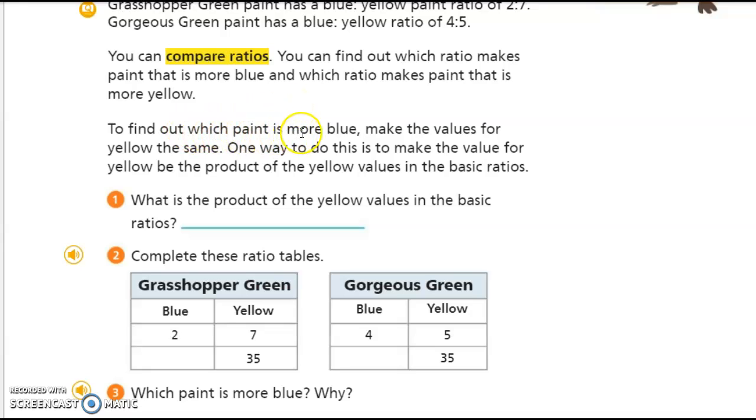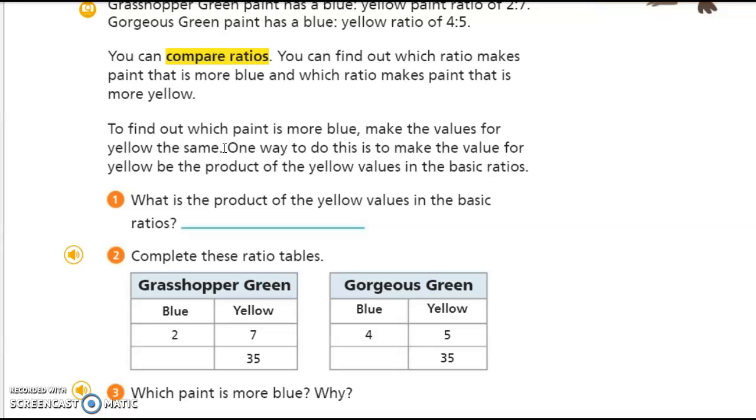So to find out which paint is more blue, make the values for yellow the same. If the values for yellow are the same, we then can compare the other part, blue, and the paint with the more blue in its equivalent ratio would be the darker green. Just to give you a heads up, this is a tricky sentence that throws 6th graders off. All they're doing is making one of our parts of our ingredient the same and scaling up, or finding the equivalent ratio, like finding equivalent fractions. We'll find that one will have more blue than the other, which would then answer our question.